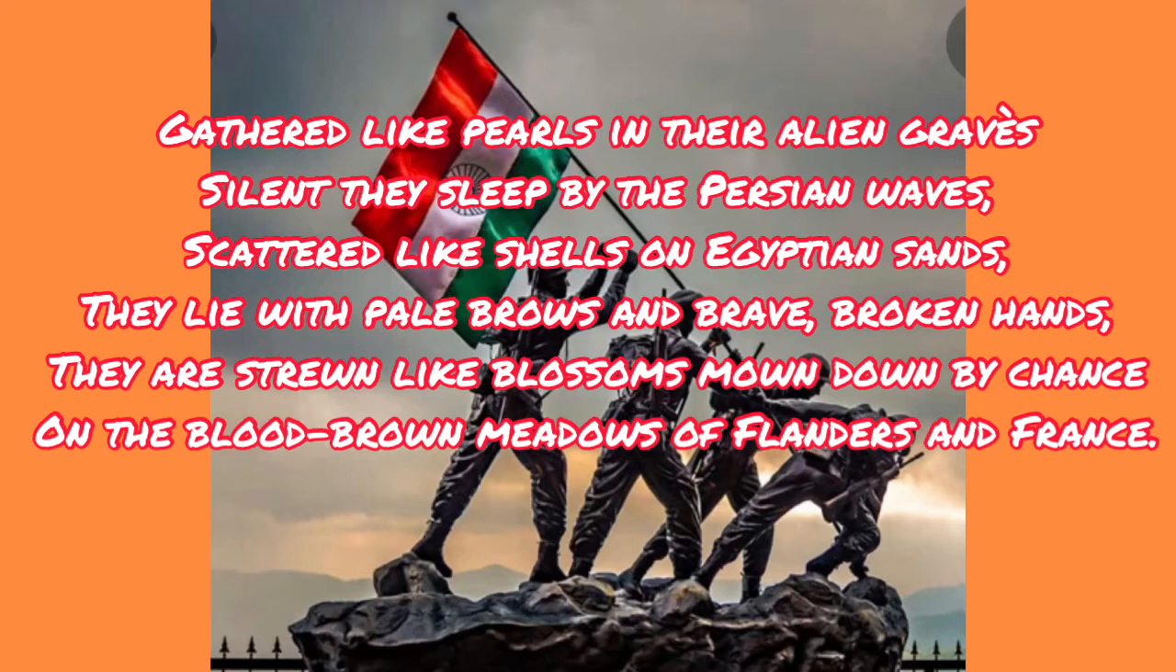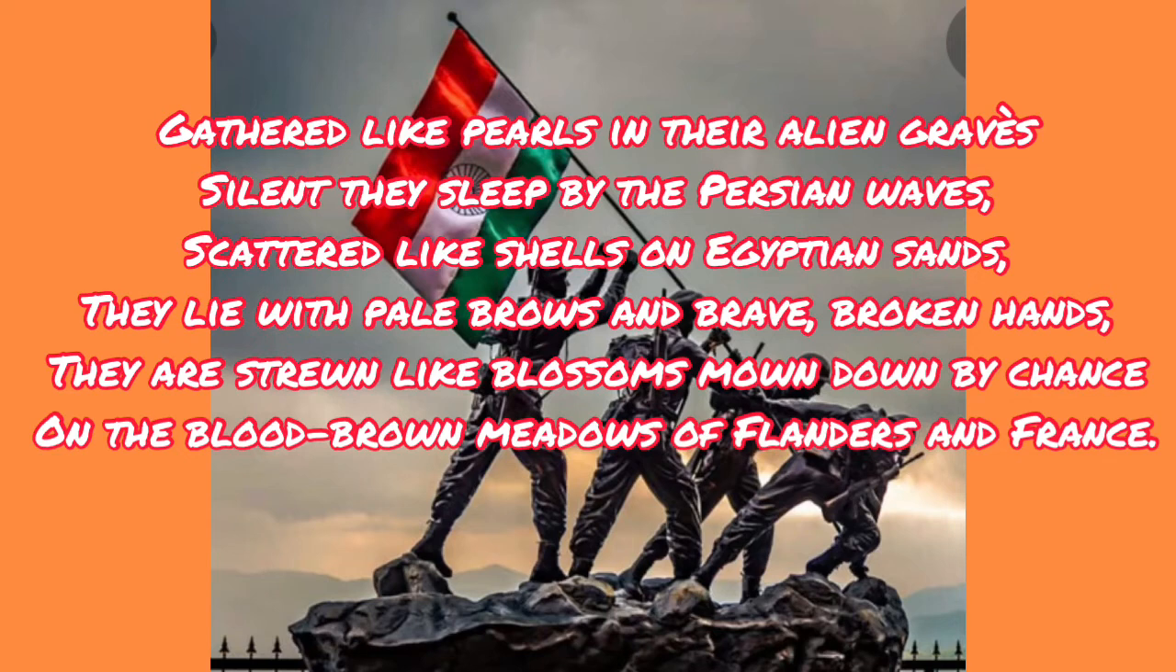They lay dead, their death being signified by pale brows and their bravery by broken hands. So here you have this. They lie with pale brows. Pale brows means they are no more alive, exactly as a dead body turns pale. Their bodies, as they are dead, also have turned pale, signifying that they are no more alive. And brave and broken hands. Now brave and broken hands here signify that they fought bravely, and with broken hands their dead bodies are lying scattered and they silently sleep on the Persian waves and the Egyptian sands.